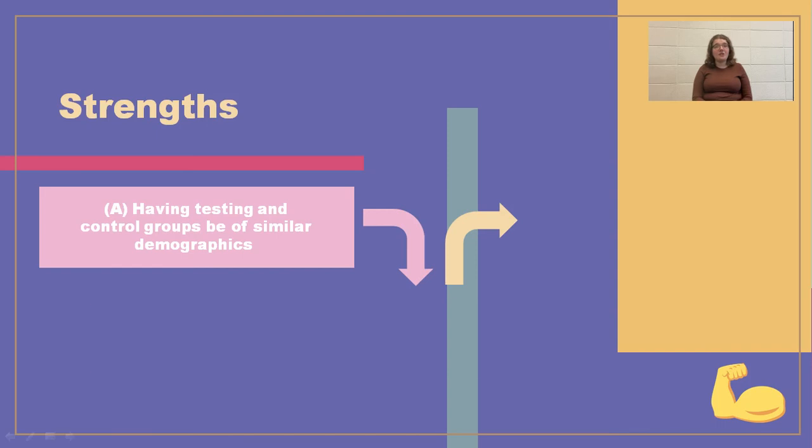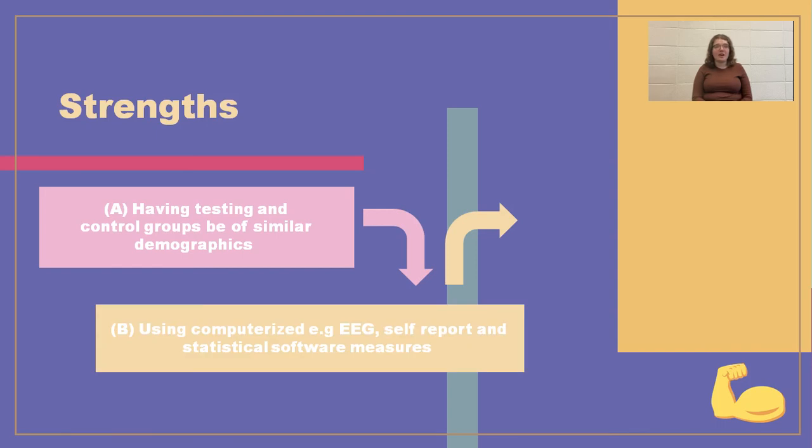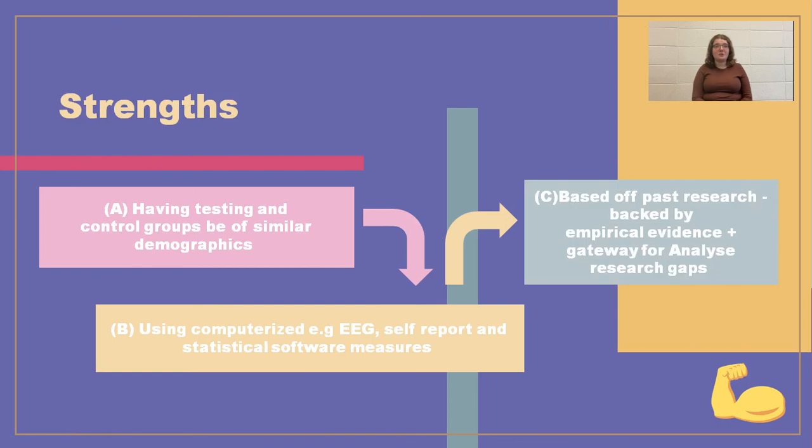Alongside this, the employment of computerized self-report and analysis software measures prevents the genesis of human error and measurement and investigator bias. These precautions serve to preserve the accuracy, validity, and reliability of the study and in turn enhance the legitimacy of its wider world application.